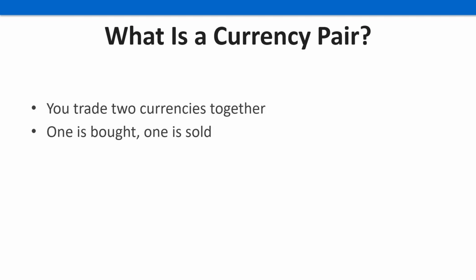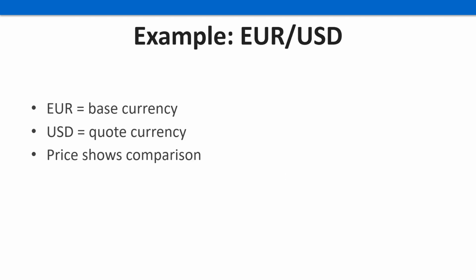What is a currency pair? In Forex, you never buy a single currency. You always trade currency pairs. That means you are buying one currency while selling another at the same time. Example, Euro USD. Let's take Euro USD as an example. Euro is the base currency, USD is the quote currency.